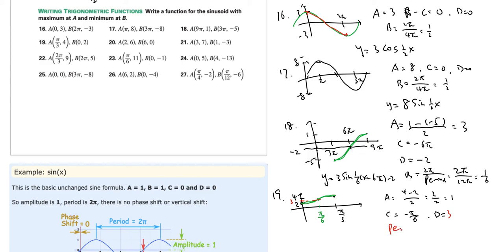Now what is the period going to be? We want to look for B. So B is equal to 2 pi over the period. For this case, from maximum to the minimum is pi over 3, which is actually half the period, so twice of that. That gives you 3. So hence we use sine: y equals sine of 3 times x minus pi over 6, the whole thing plus 3.